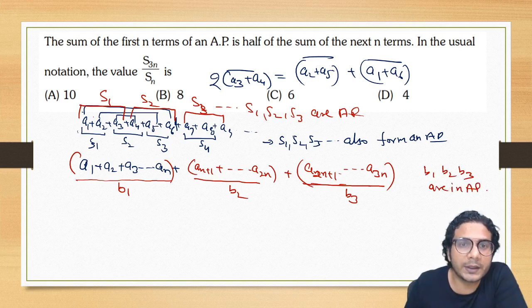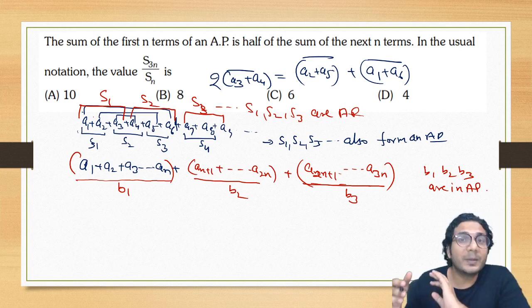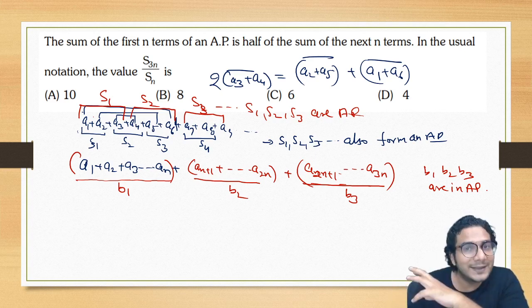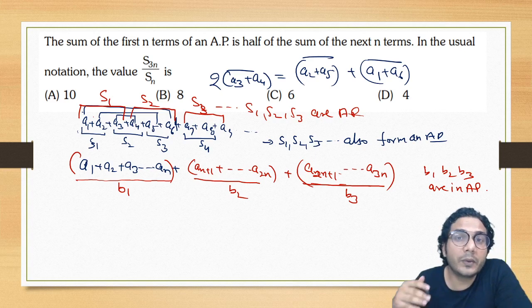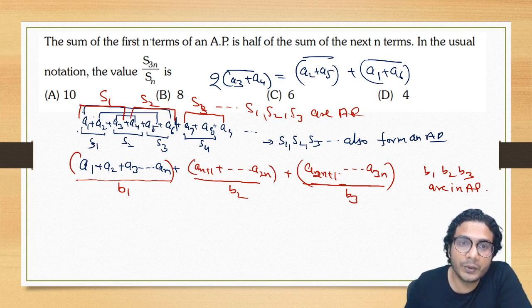I hope you got the point. Now we are going to use it. This was the explanation. I was not solving the question; this was the property I was explaining. Now we are going to solve the question. We know the property that the sum of the first n terms, the sum of the next n terms, and the sum of the next n terms form an AP. Then how to use this?